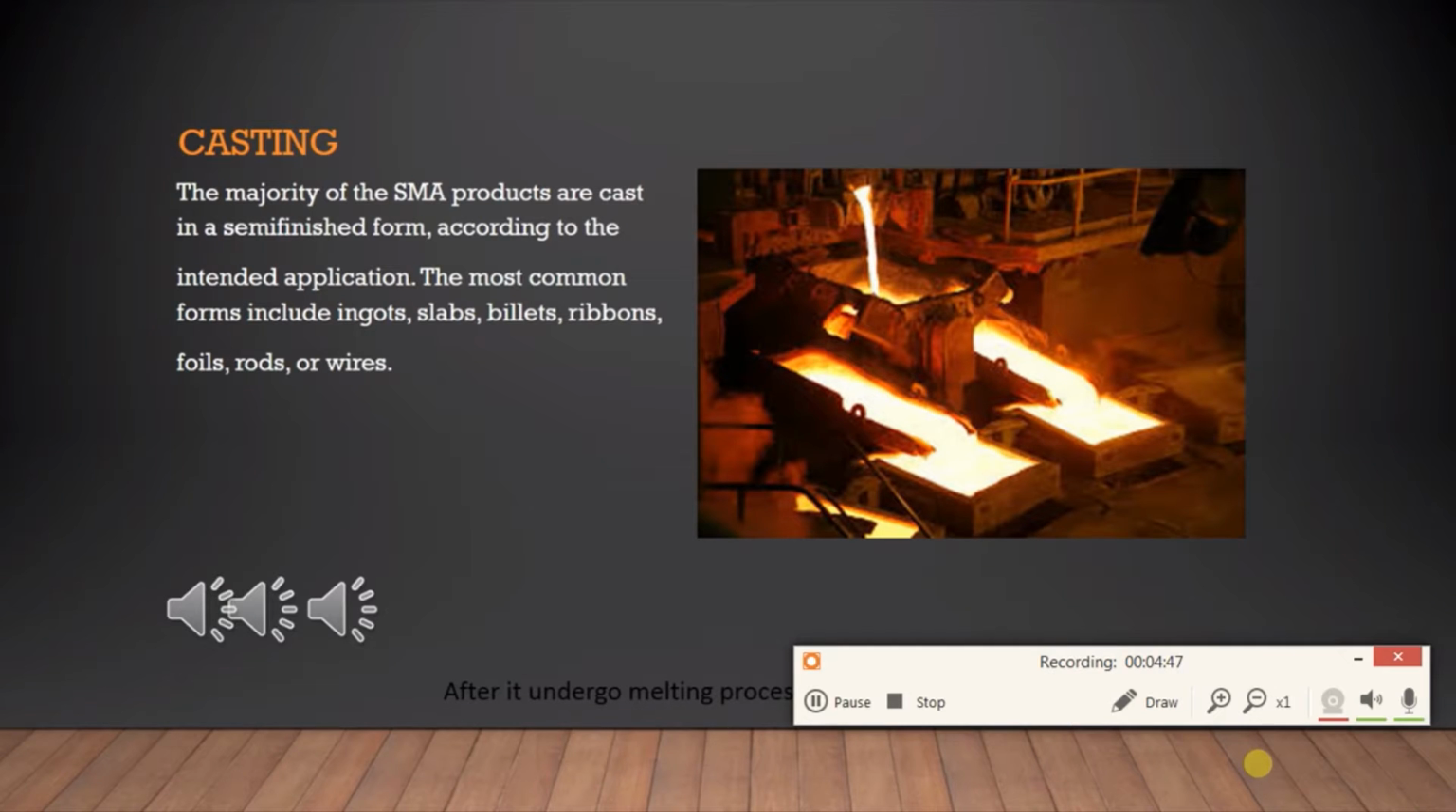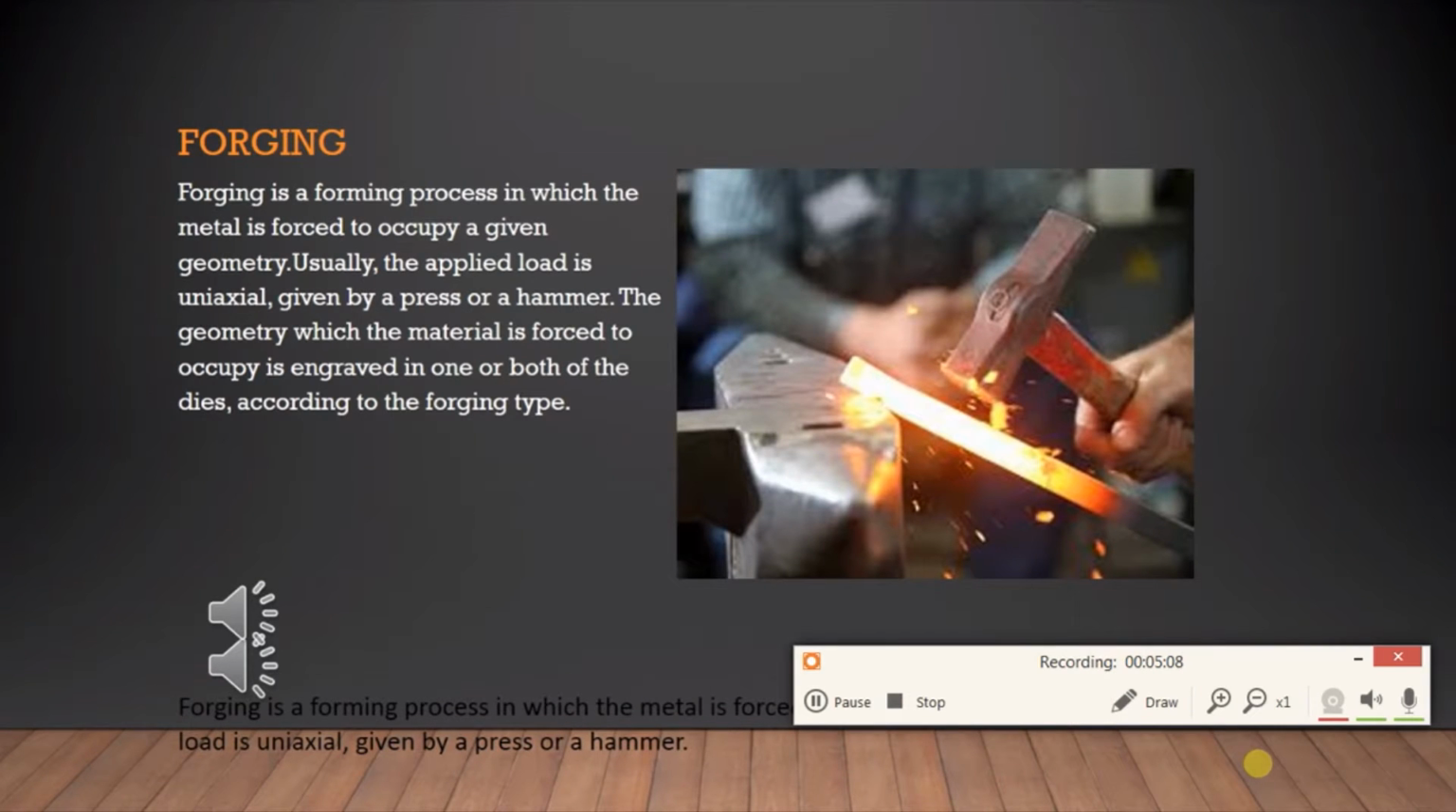After the melting process, the nitinol is ready for the casting process. The majority of SMA products are cast in semi-finished form. Forging is a forming process in which the metal is forced to occupy a given geometry. Usually, the applied force is uniaxial, given by a press or hammer.